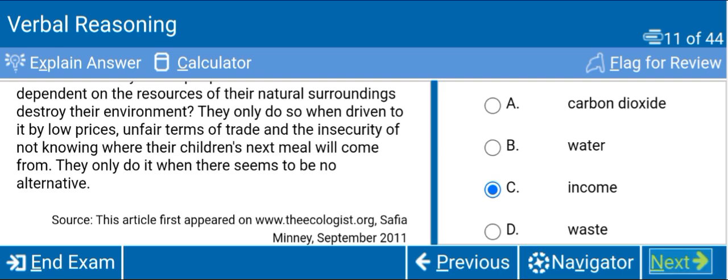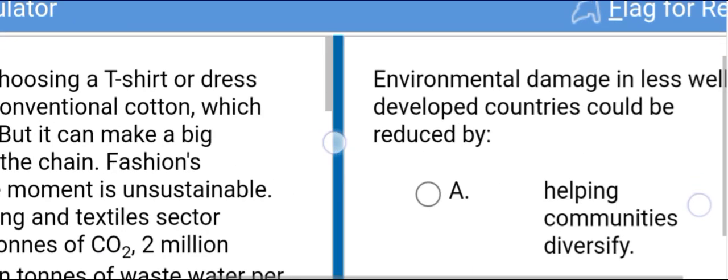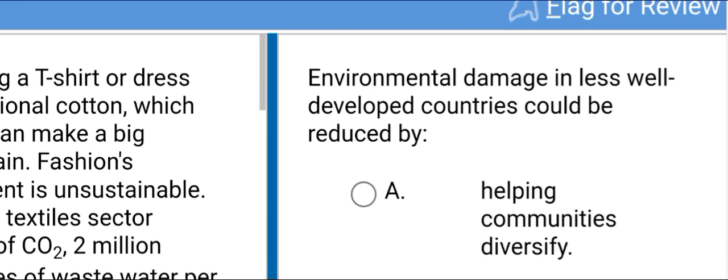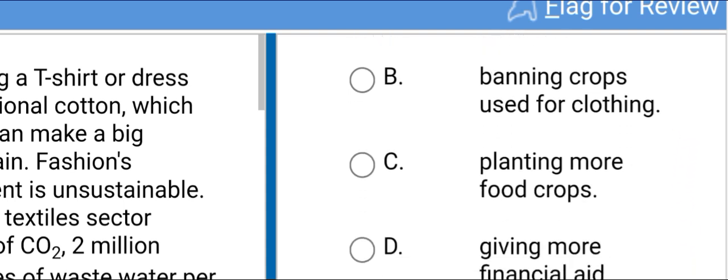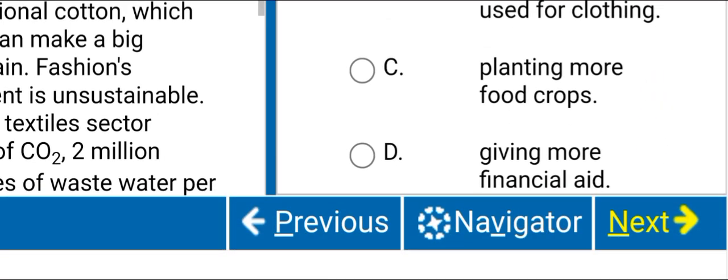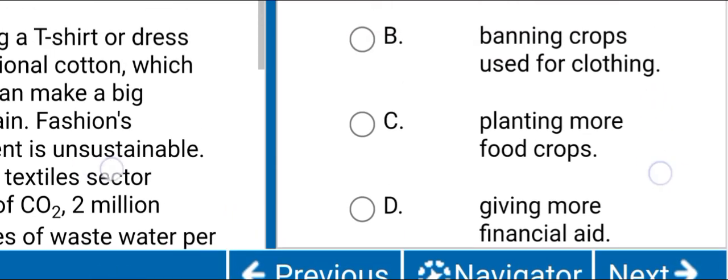Okay, now next we have question number 12. Environmental damage in less well-developed countries could be reduced by option A, helping communities diversify. Option B, banning crops used for clothing. Option C, planting more food crops. Option D, giving more financial aid.